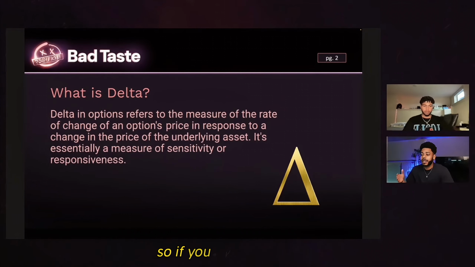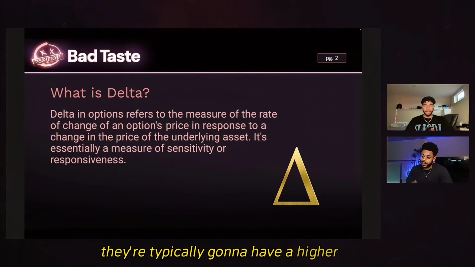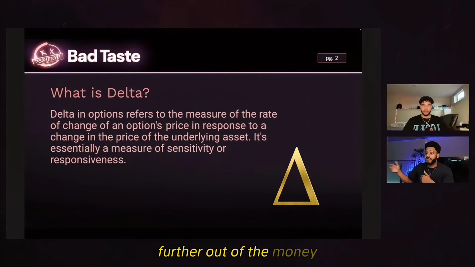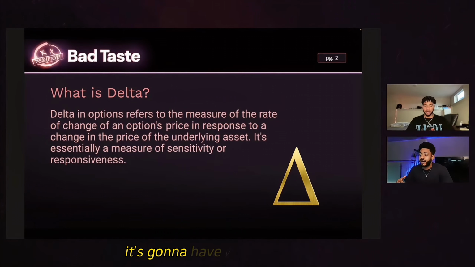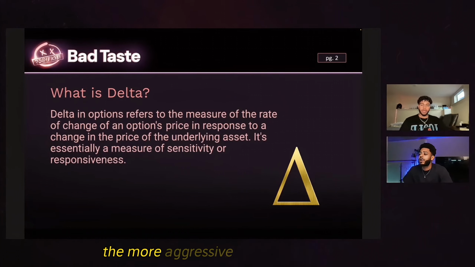If you select contracts that are closer to at the money, they're typically going to have a higher delta. If you select contracts that are further out of the money, further away from the stock price, it's going to have a lower delta, because the higher delta you have on a position, the more aggressive it's going to be.